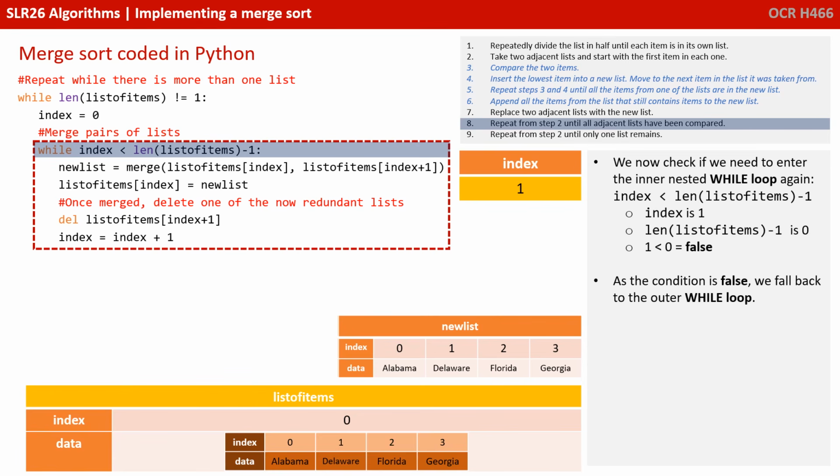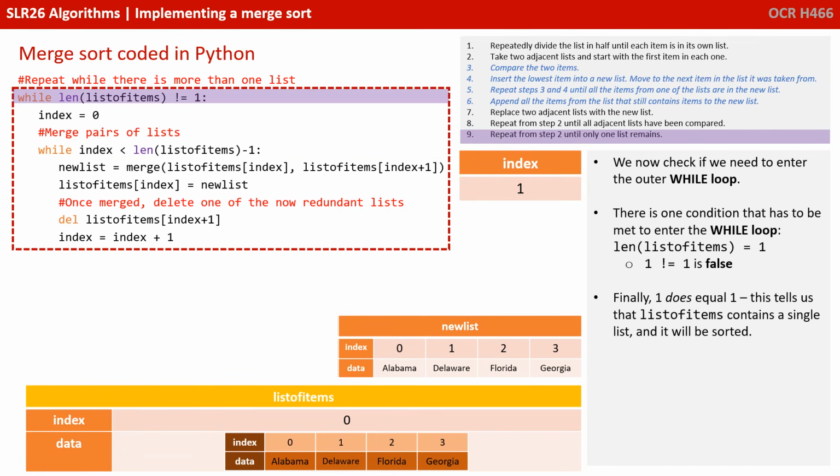We now check if we need to enter the inner nested while loop again. Index is less than length of list of items minus 1. So that resolves to 1 is less than 0, which is false. The condition is false, so we're going to fall back to the outer while loop.